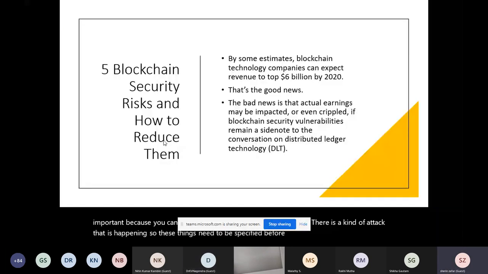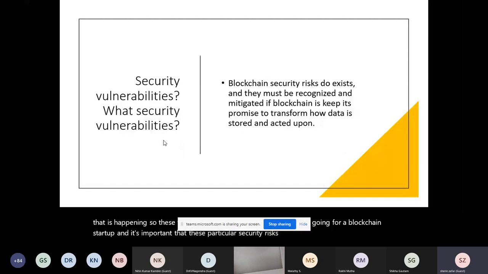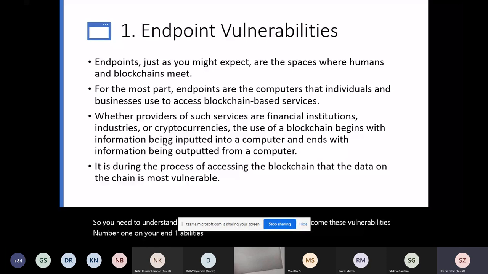And that risk will happen and keep on happening. So you need to understand how to use them and how to overcome these vulnerabilities. Number one are your endpoint vulnerabilities. And these vulnerabilities will be happening because you have a lot of IoT devices also being connected.